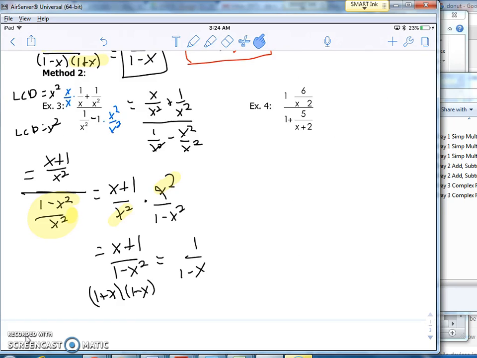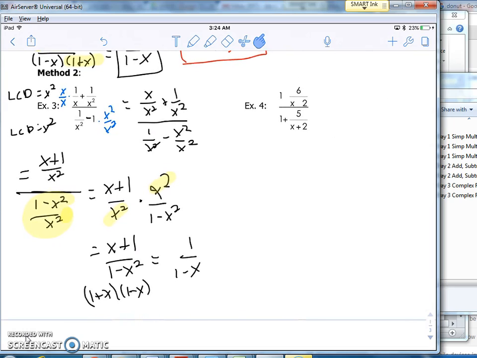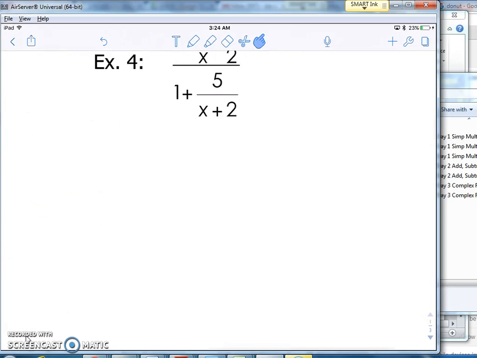If you like this second method and you need more examples like that, why don't you come by sometime before or after school, and I'll be happy to expand on it a little bit more. If you need to pause, go ahead and pause. I'm going to go on to example 4. Again, example 3 was just a repeat of example 1, so you didn't miss much. All right, let's see if we can zoom in.